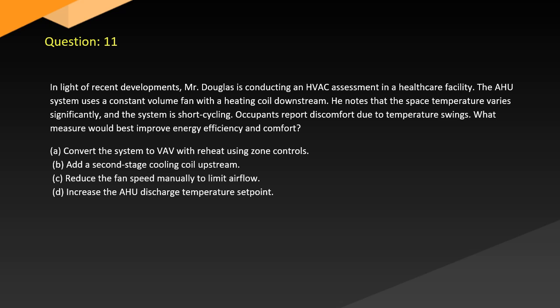A. Convert the system to VAV with reheat using zone controls. B. Add a second stage cooling coil upstream. C. Reduce the fan speed manually to limit airflow. D. Increase the AHU discharge temperature set point.